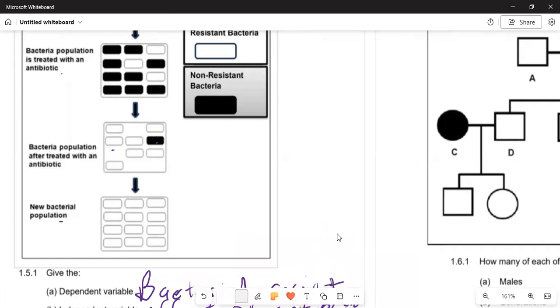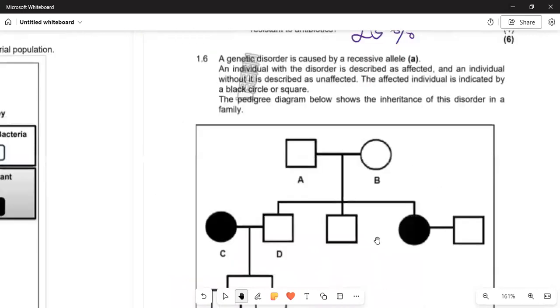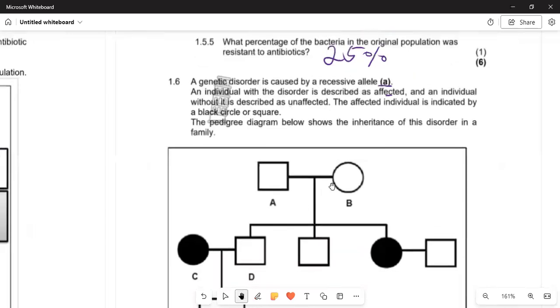And then if we are moving on again, we are having some important things, a lesson to ensure that we understand it. We can also refer to the previous modules. We are saying that a genetic disorder is caused by a recessive allele, which is A. An individual with the disorder is described as affected, and an individual without it is described as unaffected.